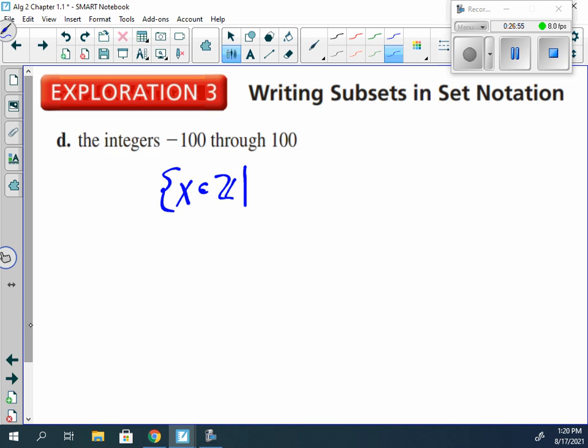The bar is after. Yep. So we use x element of the integers to kind of define the numbers. Since we don't have all reals, we have integers, we've got to clarify that first. And then we would use negative 100 is less than or equal to, technically, and that would be it.